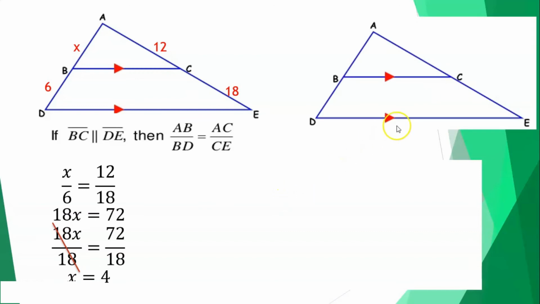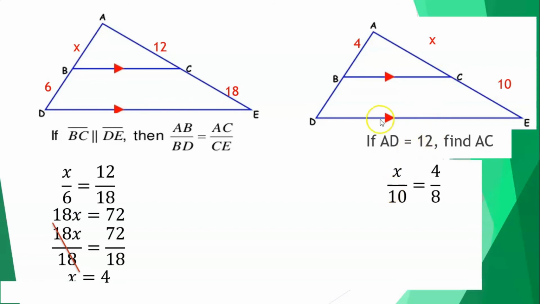Okay, another. The same figure, but this time AB is 4, AC is X, CE is 10, and AD is 12. So therefore, find AC. With this, we can have here X over 10 is equal to 4 over 8. So how is 8 obtained? Take note, AD is 12. This is 4. So remaining here would be 8. So cross multiplying, that would be 40 over 8. So cancel 8. The value for X here would be 5.